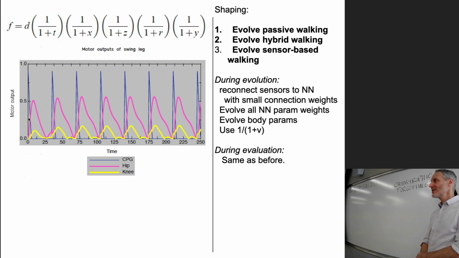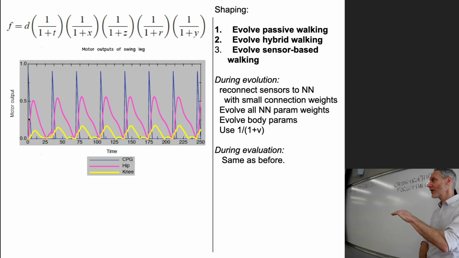Is this passive dynamic walking? Is this hybrid dynamic walking? Is this active walking? What would the pink curve look like if this was pure passive dynamic walking? Pink is the amount of force being applied by the motor. It'd just be flat. It'd be flat at zero, right?